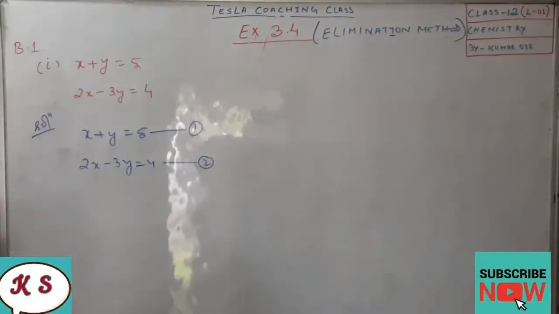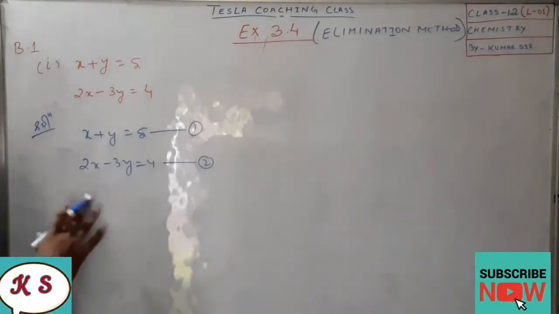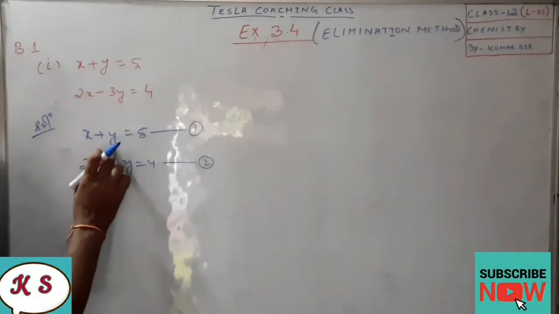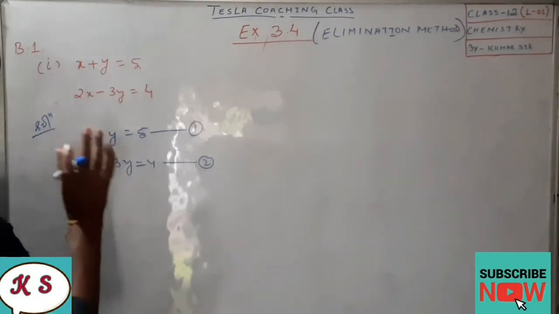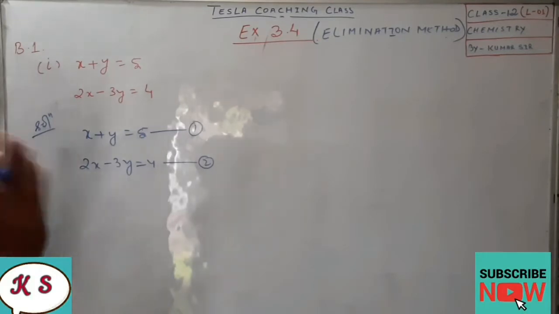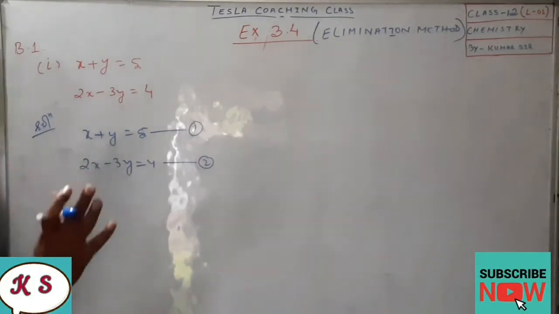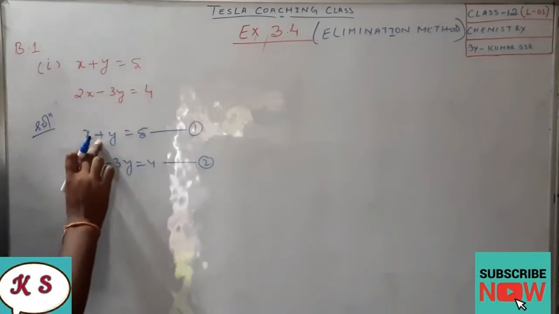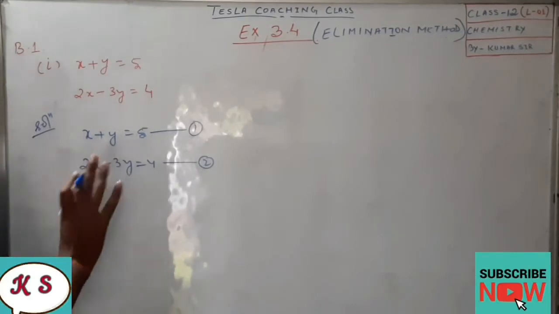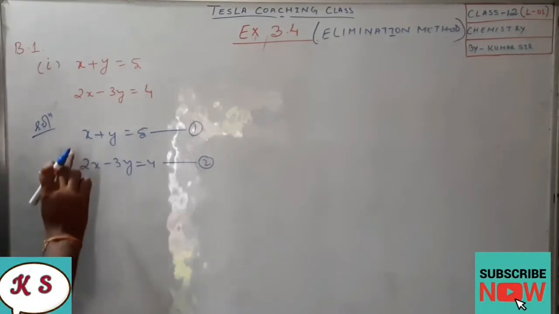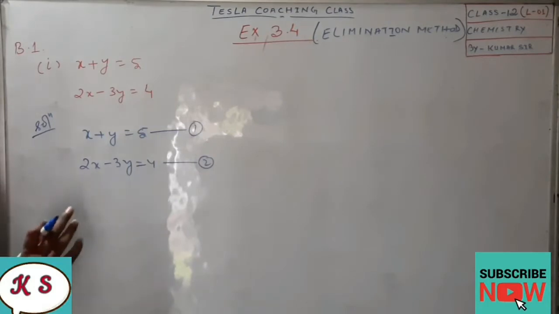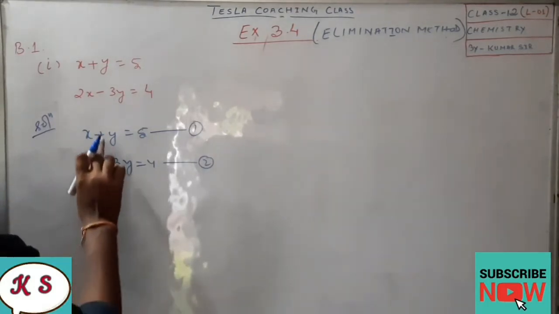So the first work we have to do in elimination is, the choice is yours, which one you are going to eliminate. Let's assume that we are going to eliminate y. Elimination means one of the terms has to be eliminated, either x or y. Why have I selected y? Because you see here y is positive, here it is negative, so it will be easy for elimination. You can eliminate x also, but both are positive, so it will be a little difficult. So let us eliminate the y term.